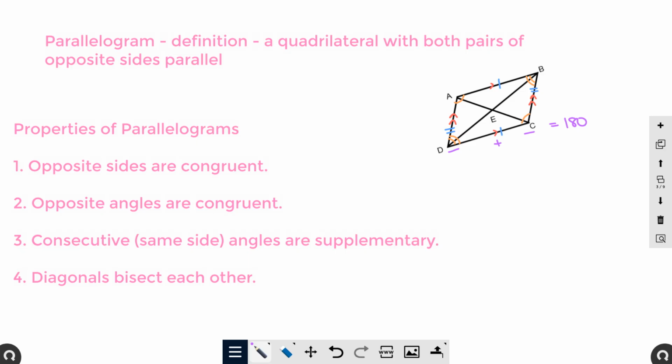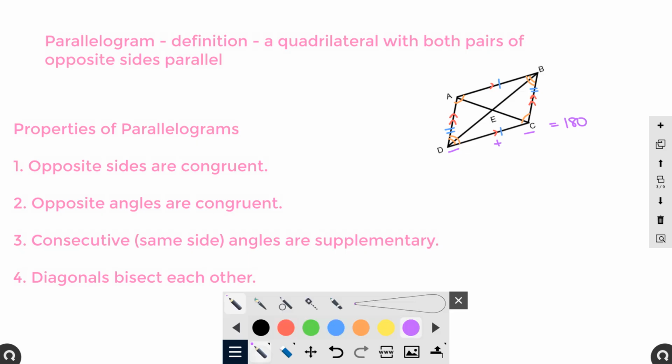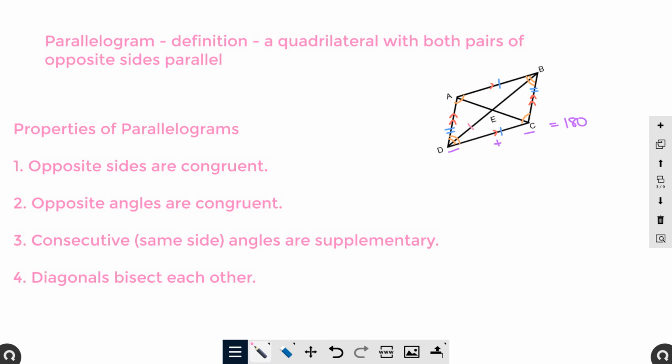And then the last thing that we found out was about the diagonals. Were the diagonals equal? No, but they did bisect each other, which means the diagonals were split in half, right? Or the parts were equal. So DE was equal to EB, and AE was equal to EC. So a lot of things marked in that picture.